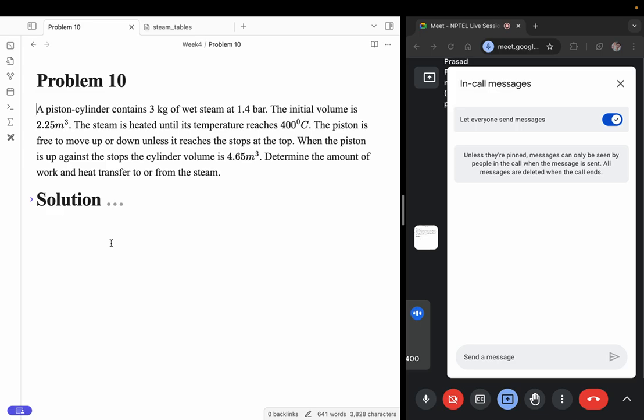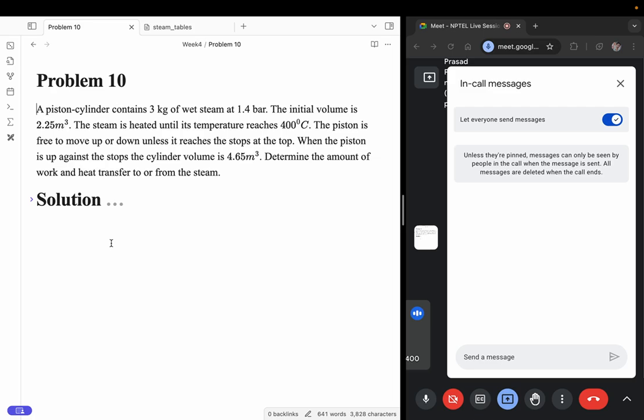Now the steam is heated until its temperature reaches 400 Celsius. The piston can either move up or down unless it reaches the stops at the top. So the initial volume is 2.25. Now it gradually rises and then it hits the stops. Once it hits the stops, the volume cannot increase. When the piston is up against the stop, the cylinder volume is 4.65. So this is the maximum volume that it can expand to. Determine the amount of work and heat transfer to or from the system.